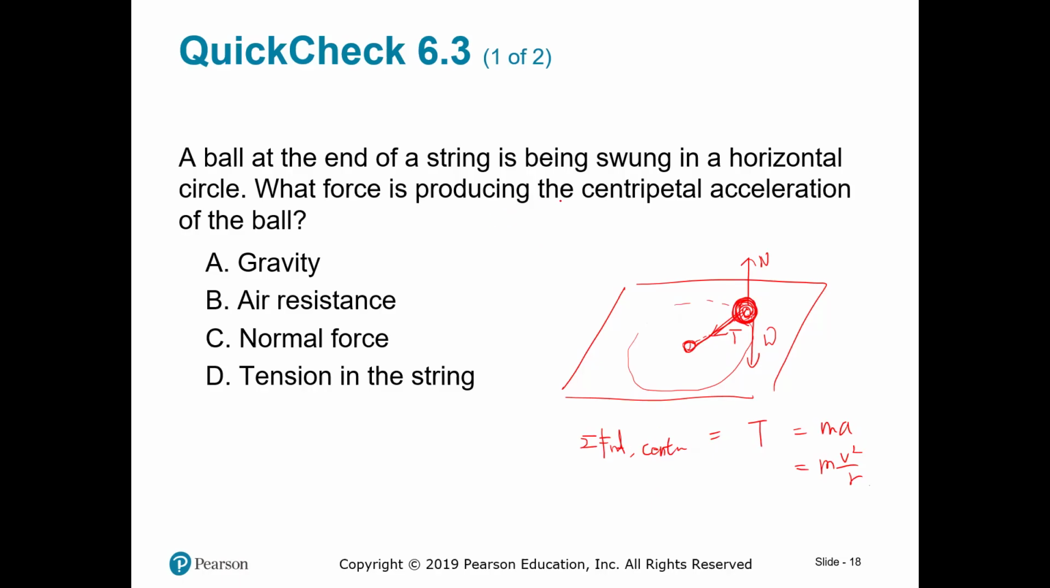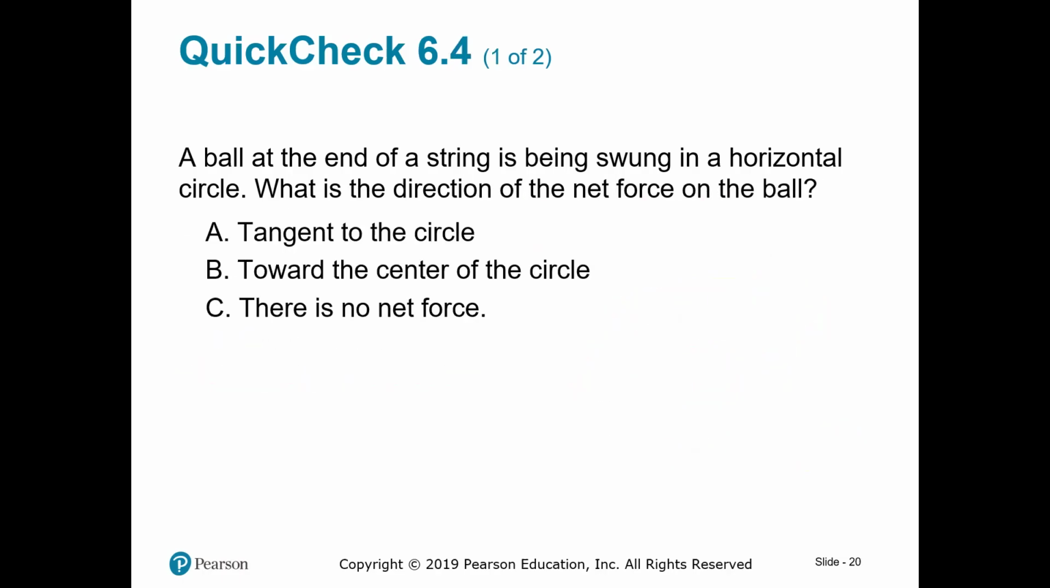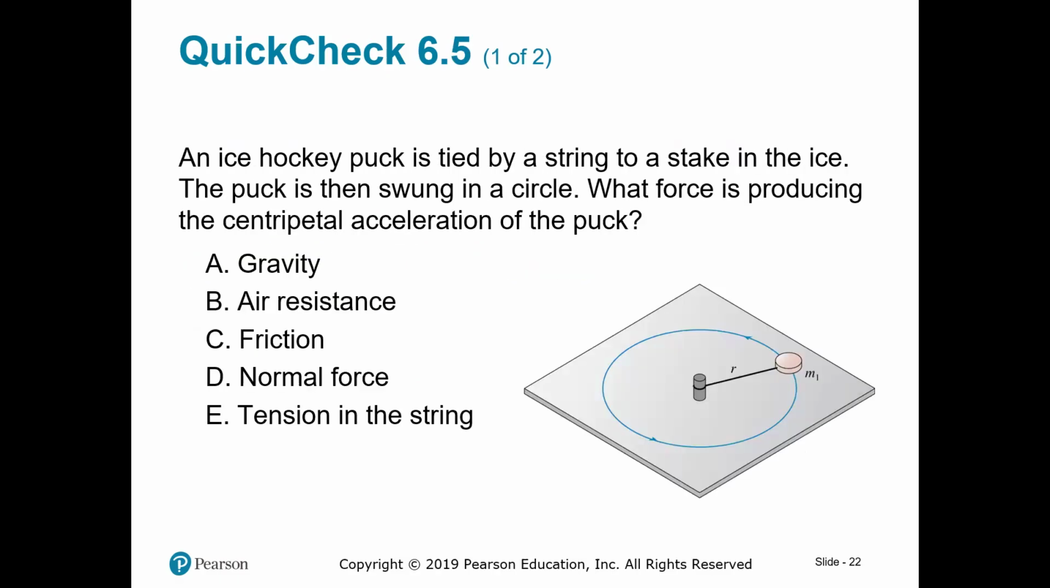So what force is producing the centripetal acceleration? Of course, in this case, tension. And the same thing, what is the direction of the net force? Again, toward the center of the circle. So answer is P. And the same thing, an ice hockey puck is tied by a string. It's exactly the same as what we saw previously, right? And then it has a circular motion, and then the force is producing the centripetal acceleration. So what force? Again, the only force acting on this puck in this plane is a tension. So the answer is the tension in the string.